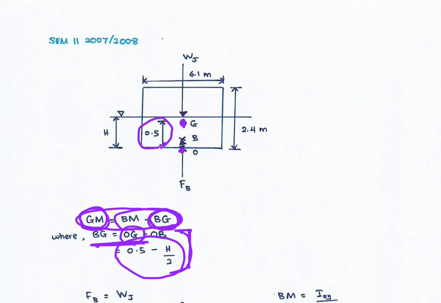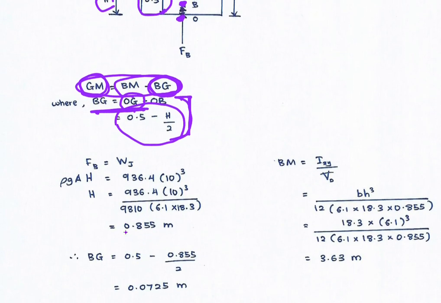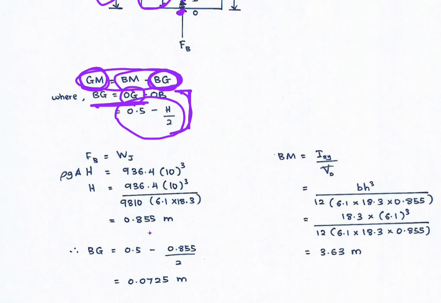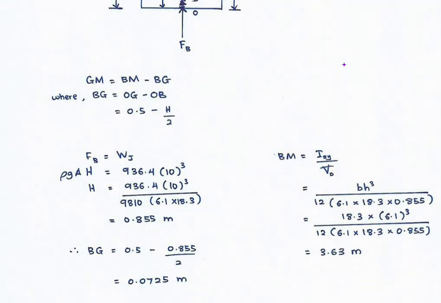Then we can calculate the value of B here. The distance from origin to B is H over 2. The value of H is 0.855 meters, and then we can calculate the value of BG as 0.0725 meter. And then we need to calculate the BM.